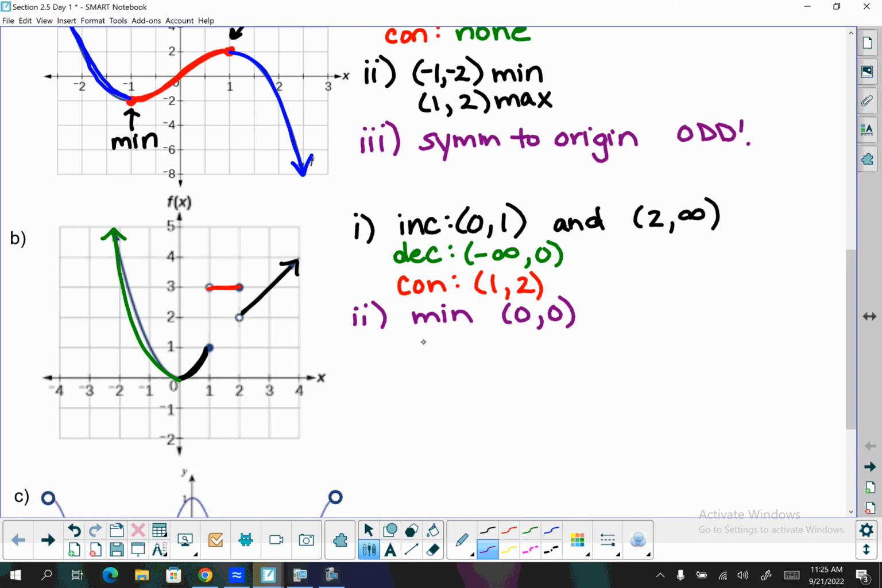Tops of valleys. 3, 2 is not a maximum because there's actually more points to the right there that go a little bit higher. Think about it as like a place where my graph turns around.